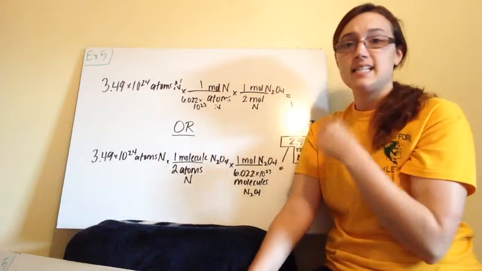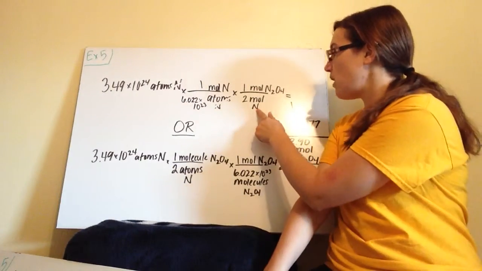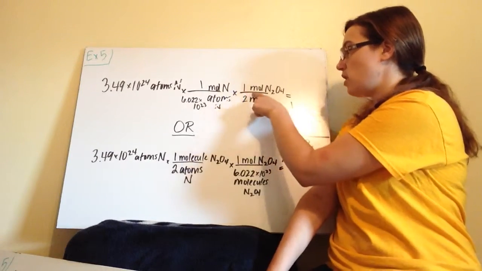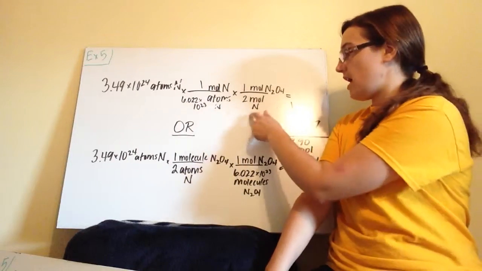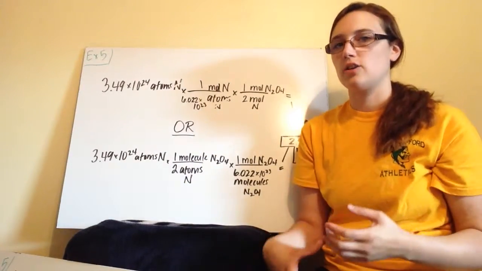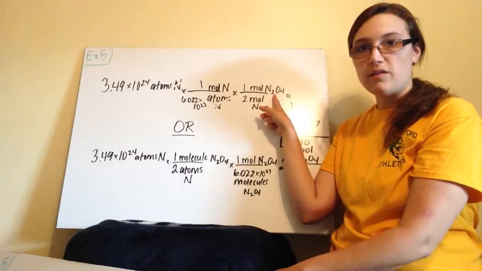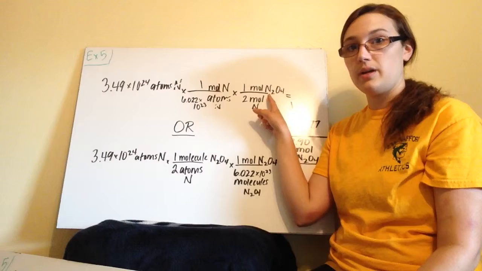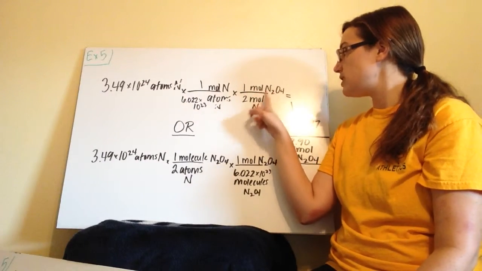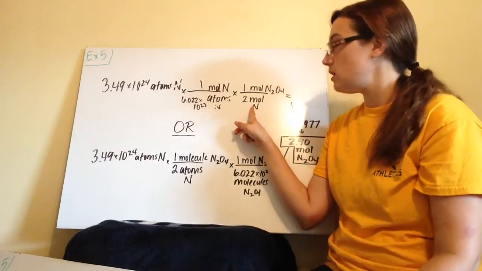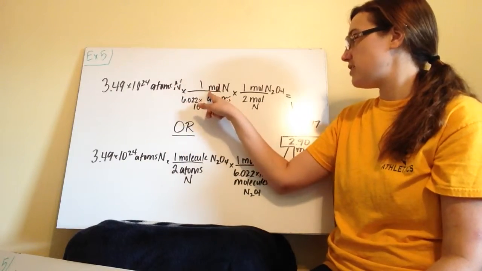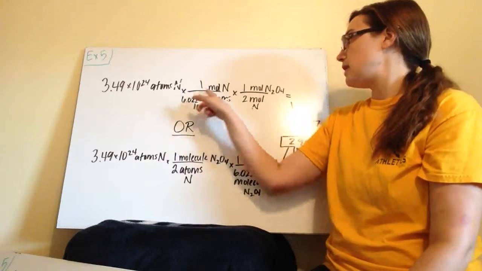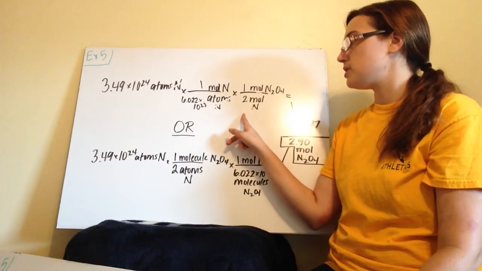So what I did next is I used the chemical formula. And I said, well, if I have 1 mole of N2O4, I have 2 moles of nitrogen. That kind of makes a little bit more sense, right? And remember I'm trying to get to moles of N2O4, so that's what's on the top here. In 1 mole of N2O4, I have 2 moles of N. So I went from atoms to moles of nitrogen, from moles of nitrogen to moles of N2O4. Multiply across the top, divide by what's on the bottom.